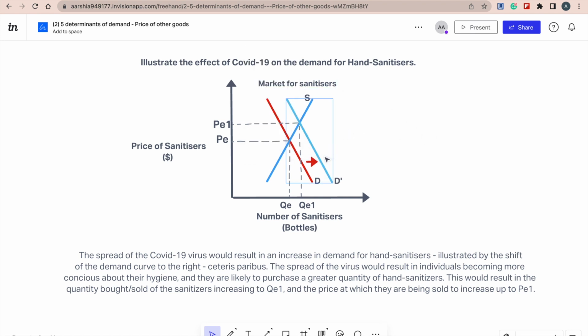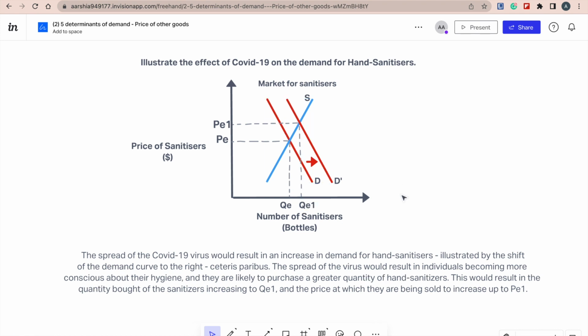And this would result in a new market equilibrium because we are now operating in a market with a new demand curve. And in order to find this market equilibrium, we just have to look at the intersection point of the new demand curve and the original supply curve. So that would be here. And this gives us a new equilibrium price at PE1 and a new equilibrium quantity at QE1.